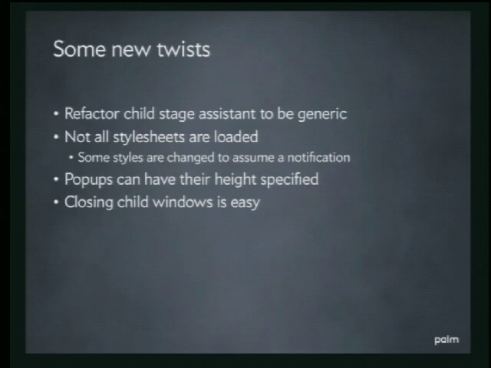Okay, so to make all that happen, we're going to refactor the child stage so that we can use it for both the dashboard and the pop-up. We're going to start using some styles that you'll have seen elsewhere in Mojo apps, and they're going to be different. So the reason for this is that in child stages, we load a subset of the style sheets, and they're actually different style sheets. So when you have a poem button style in a pop-up, it looks different than a poem button style in a regular card.